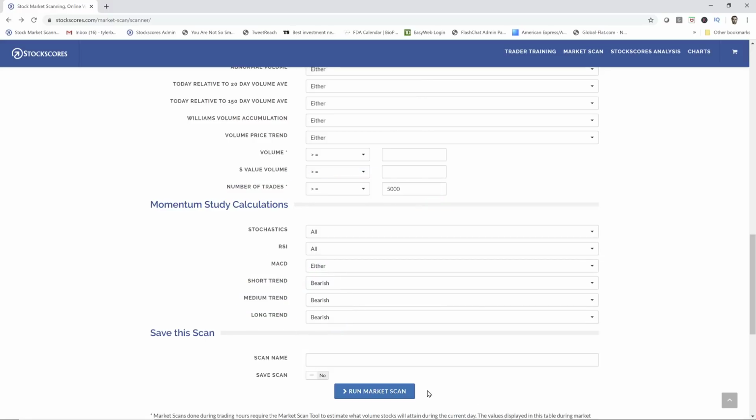We then run the market scan. By the way, I could give it a name if I wanted. I could type in a name there. I could then click on Save the Scan for future use. Just click on that. I'm not going to do that right now.